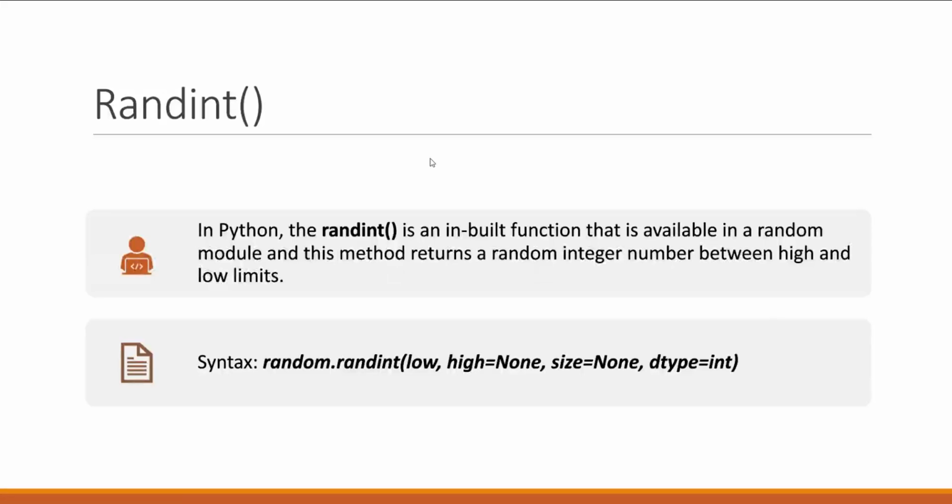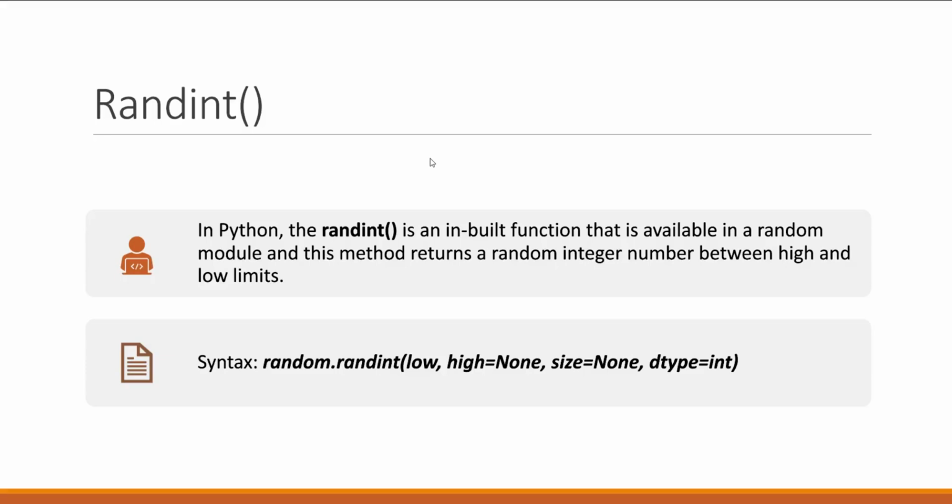Now we will understand our next function, that is randint. This function is a built-in function in the random module, and it always returns a random integer number between the high and low limit. So here is the syntax of the random.randint function. Within this function there are 4 parameters. The first parameter is low. This parameter specifies the starting value and it is the lower limit of the random number.